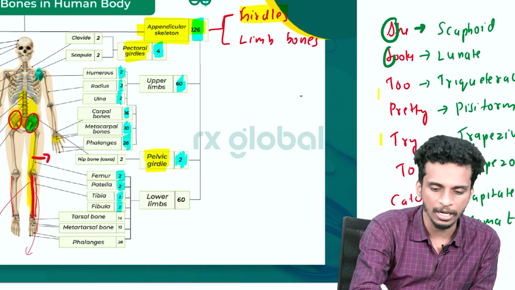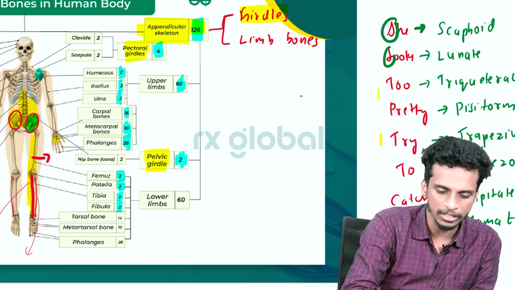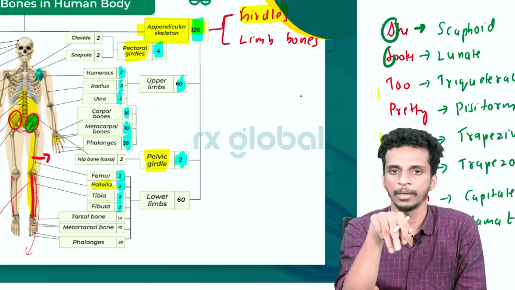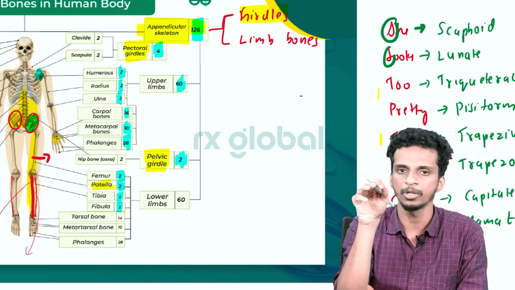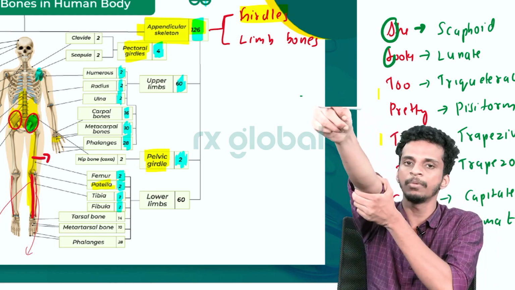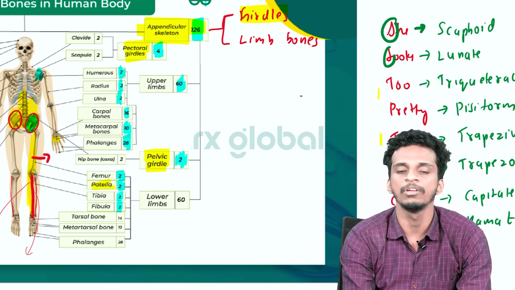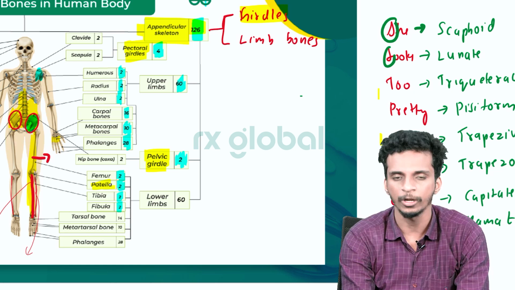Since we have an extra bone called the patella here, we don't have a bone corresponding to the patella in the upper limb. In the elbow joint there is no specific bone, but in the lower limb, in the knee joint, we have a bone called the patella. So that's the beauty.